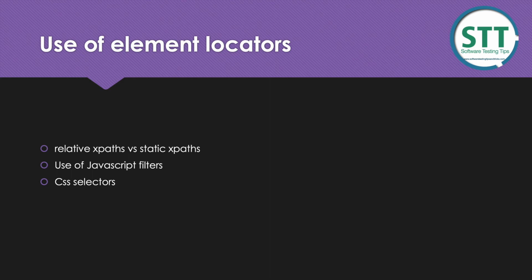Now the concept of data TIDs is also there. Data TIDs are written specifically for automation purposes in the code. You can use those, and developers should not change those data TIDs, considering the automation team. You can use those kinds of tricks to get the element faster.